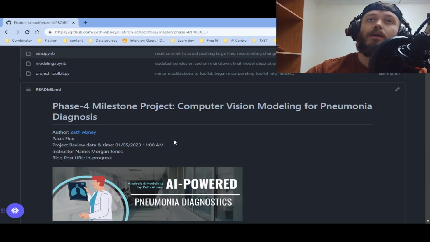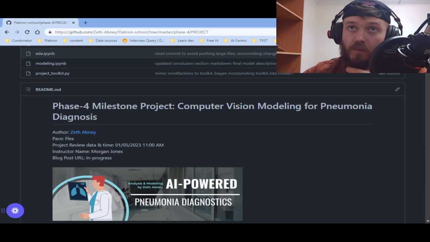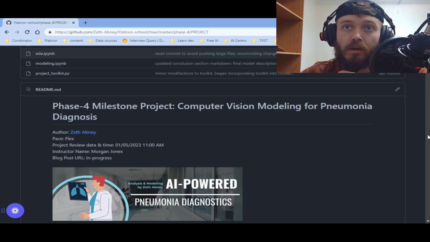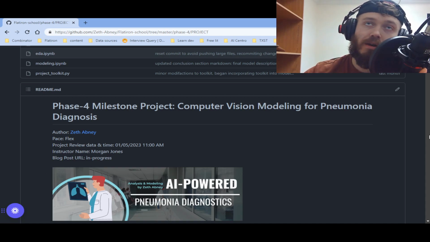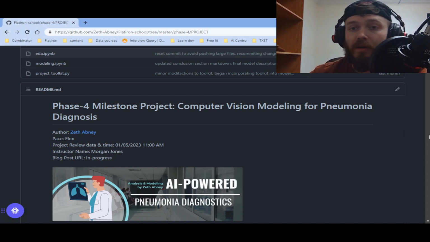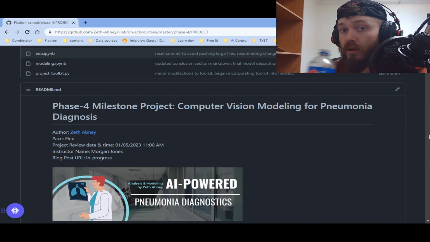So I went the computer vision route, and I built a convolutional neural network that essentially views JPEG images of chest x-ray scans, and it classifies them as either showing signs of pneumonia or not.